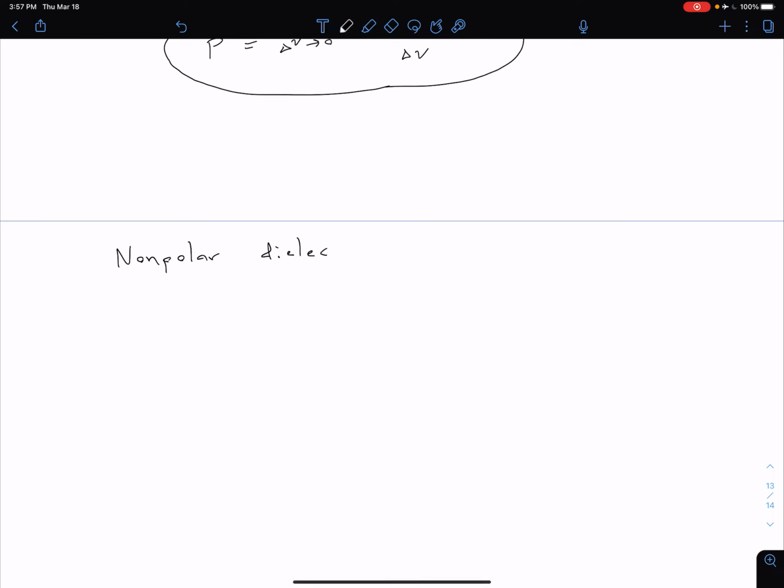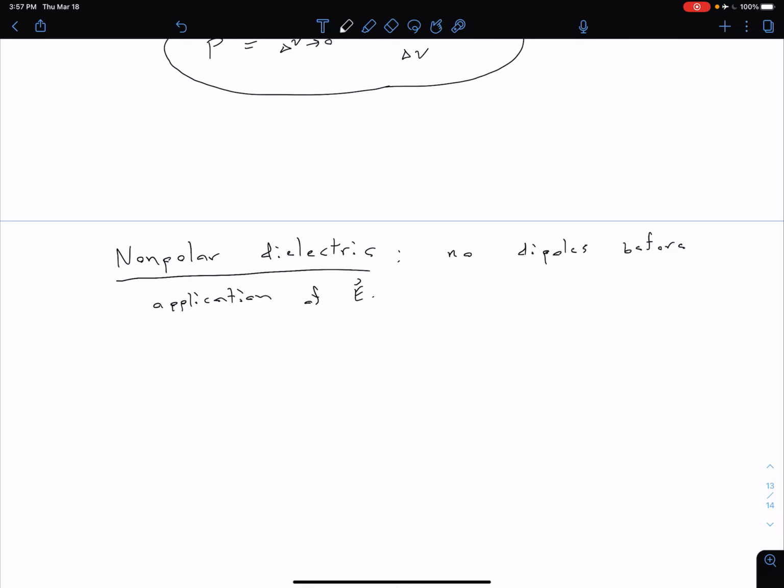So nonpolar dielectric. What this means is there are no dipoles until an E field is applied. In other words, there's no separation of charge, everything is nicely and evenly balanced. So no dipoles before application of E.